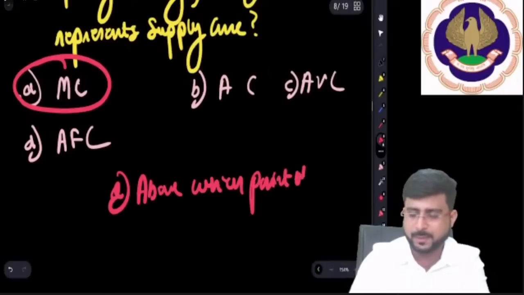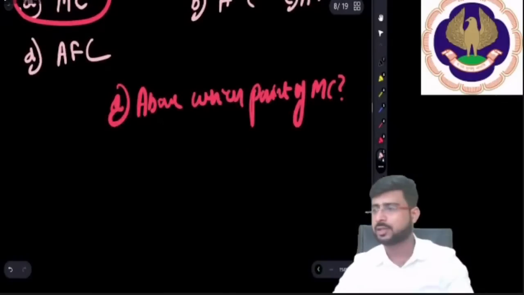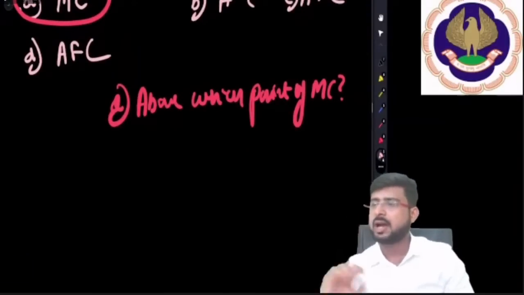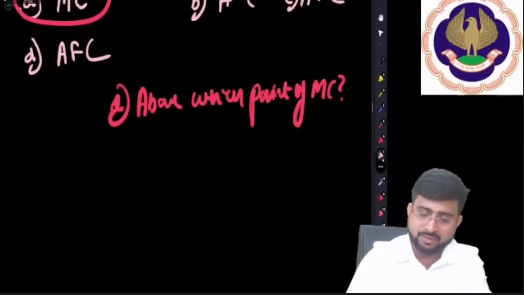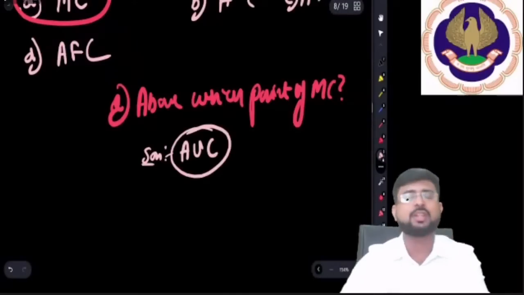Can you tell me, guys? I'm wondering whether you are able to tell me or not. Yes, sir. Correct. Above the average variable cost. So that point which lies above the average variable cost.